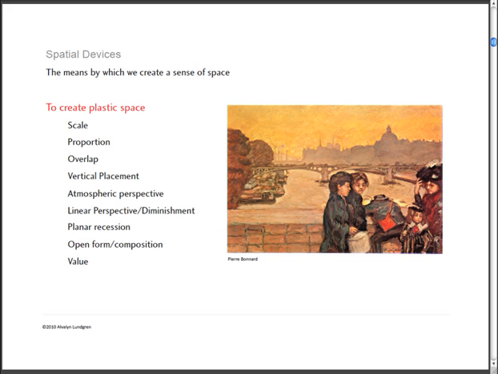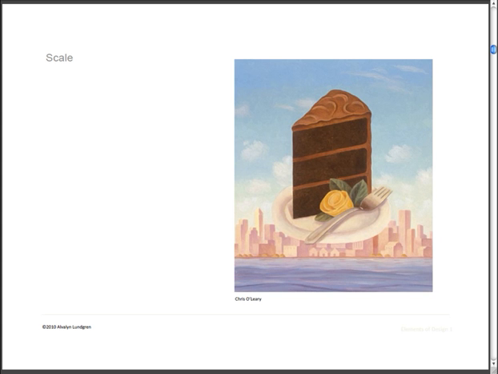To create any kind of space, we have certain what we'll call devices, certain methods. And so for plastic space, that's the illusion of volume. We have issues of scale, proportion, vertical placement, overlap, atmospheric and linear perspective, planar recession, open form, and value. And that's a lot to work with, and let's go through what each of those mean. Scale, formal element of design, is basically size. It's a relational element. It's basically size, the size of something.